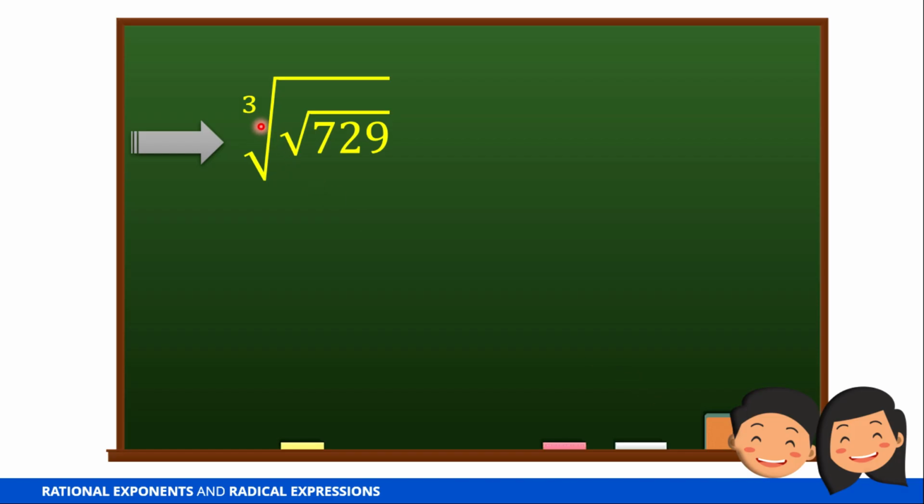Okay, so we have here the cube root of the square root of 729. Meron tayong dalawang method para dito sa ating given. Maaaring ang gawin natin is i-multiply natin yung indices. Okay, so dito we have 3, tapos yung nasa loob, ang index niya syempre ay 2 kasi square root ito. Okay, so multiply natin 3 times 2, that is 6. So, magiging 6th root of 729.